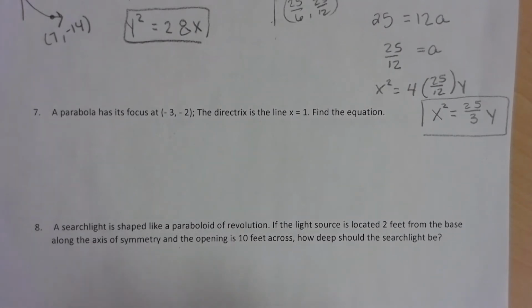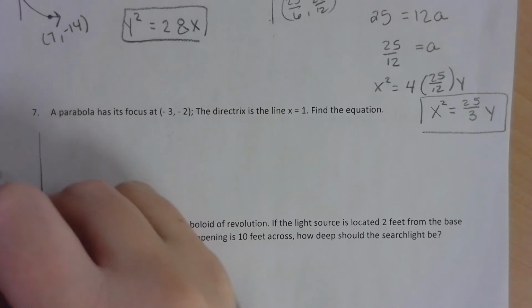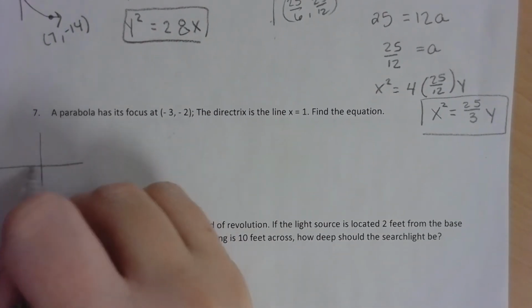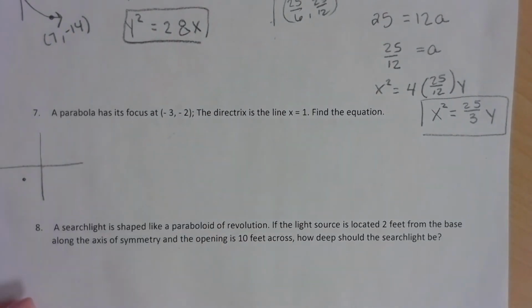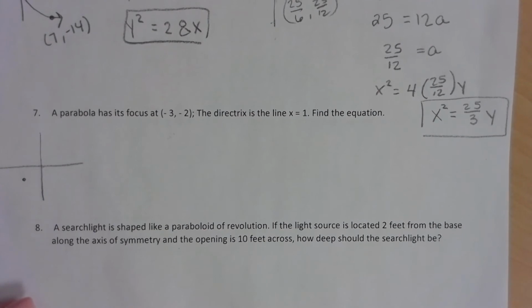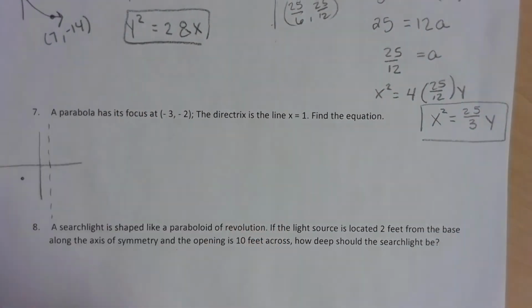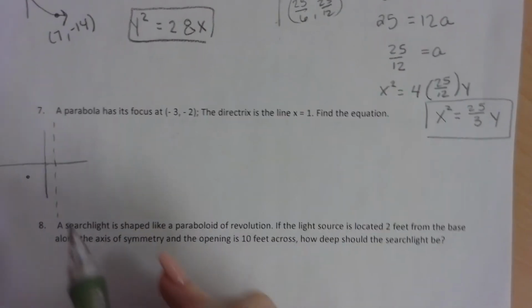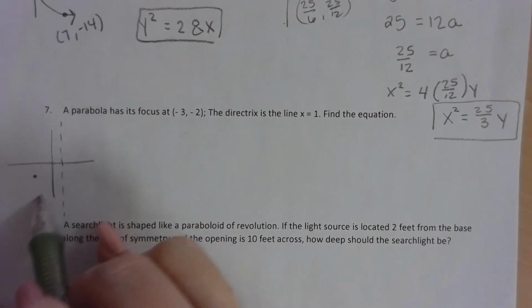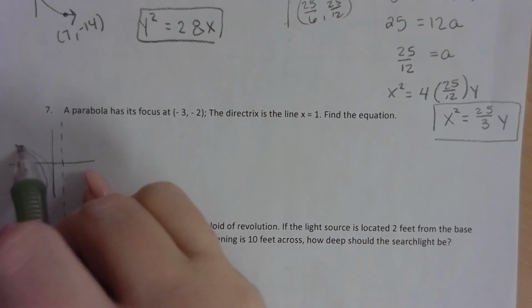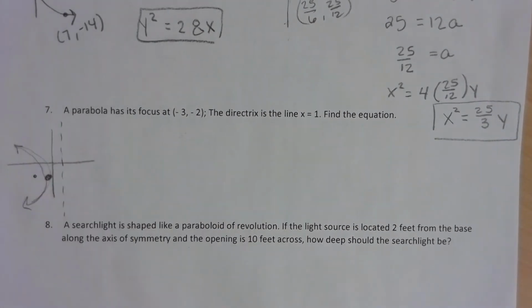So number 7 says a parabola has a focus at -3, -2. So once again, I like to draw it to just give myself a visual. -3, -2, that's the focus. And it has a directrix at the line x equals 1. So at +1, here's our directrix. Well, that means my parabola is going to be in the middle here of those two things. So I need to figure out what's the vertex.